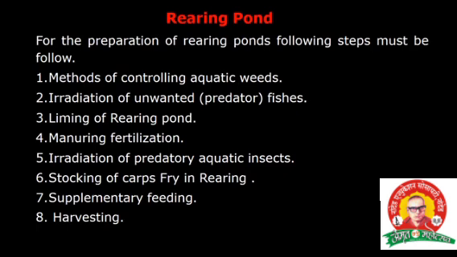Number two, eradication of unwanted predator fishes. Number 3, liming of rearing pond. Number 4, manuring and fertilization. 5th, eradication of predator aquatic insects. Next, 6th, that is the stocking of carp fry in rearing pond. 7th one, that is the supplementary feeding. And the last one, that is the harvesting. On the basis of these 8 points, I will explain in detail about the rearing pond, right?